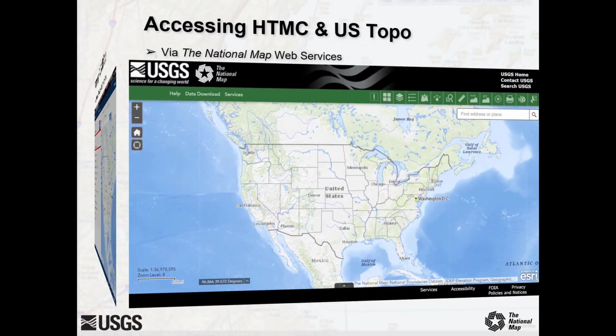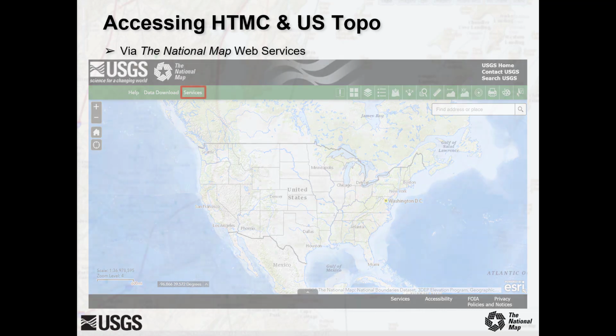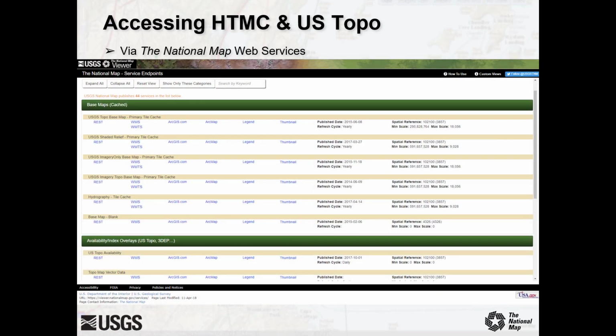US Topo data is also viewable in the USGS Topo base map. Returning to the National Map Viewer, click Services to view all available services and links. The US Topo Availability service mentioned earlier can also be found here.